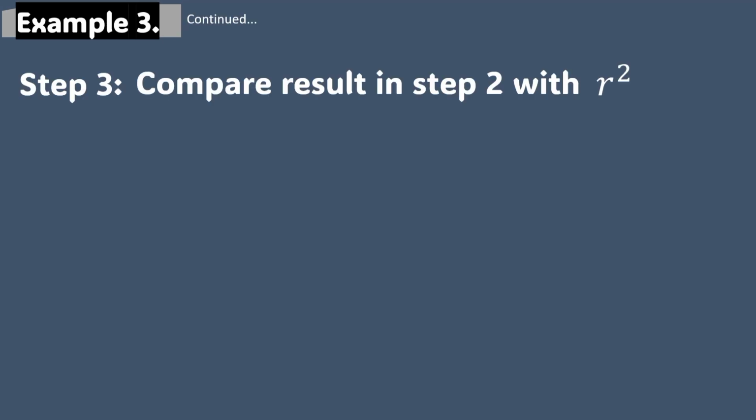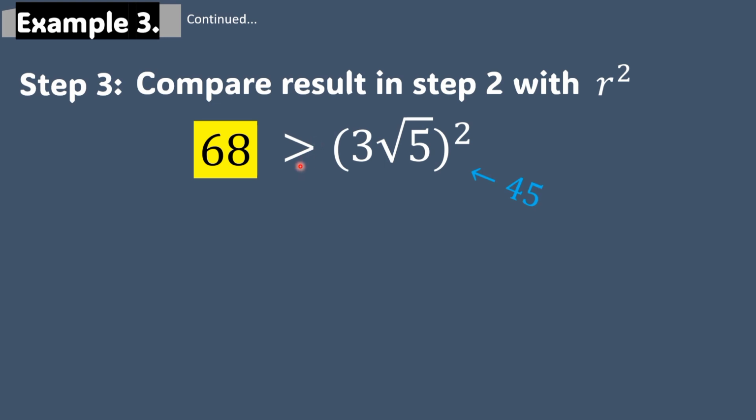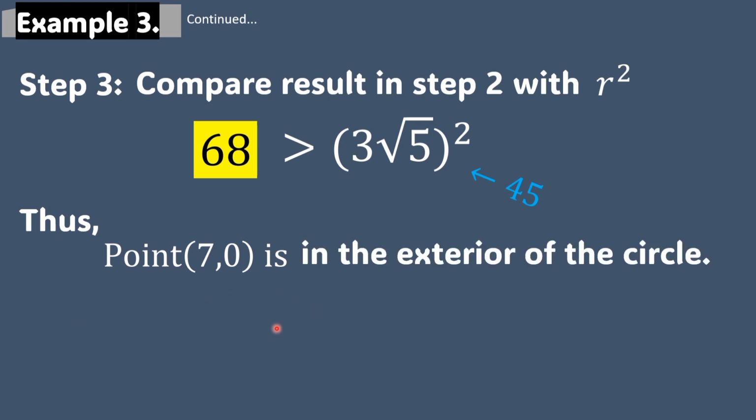Step 3. Compare the result in step 2 with r squared. The result in step 2 is 68, and this is greater than the square of 3 square root of 5 because 3 squared is 9 and the square root of 5 squared is 5. 9 times 5 is 45. And obviously, 68 is greater than 45. Thus, point (7, 0) is in the exterior of the circle.